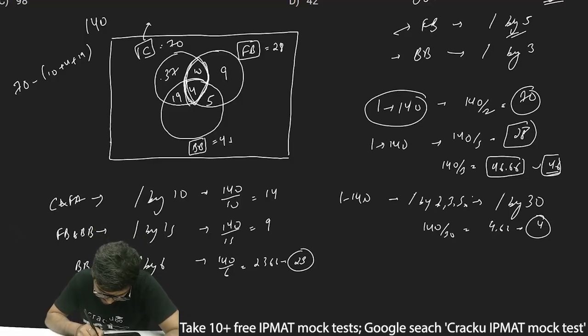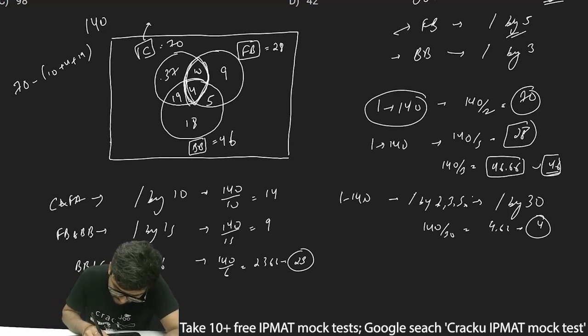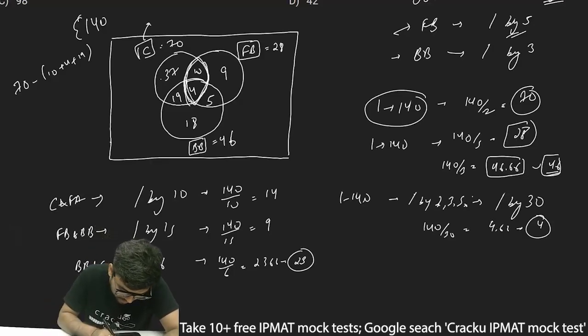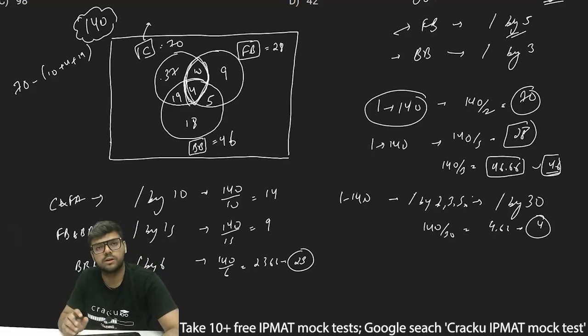And for players who are playing only basketball, the total is 46 students. And out of this, 19, 4 and 5 are the ones who are playing 2 or more sports. So 19 plus 4 is 23, plus 5 is 28. So 46 minus 28 is 18 students who are playing only basketball. Therefore, I know the total number of students is 140.